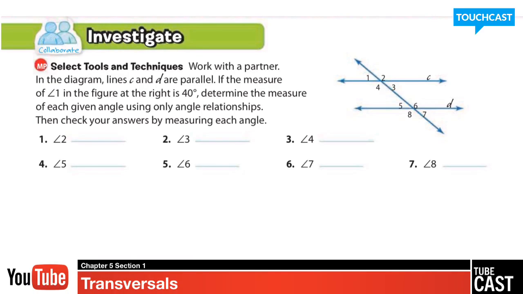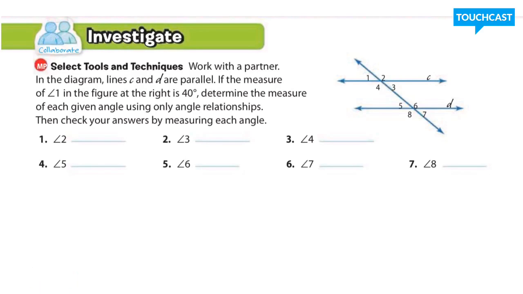A lesson reviewing the transversals that we've talked about in the past. So this particular problem says in the diagram, lines C and D are parallel. If the measure of angle 1 in the figure at the right is 40 degrees, determine the measure of each given angle using only angle relationships. Then check your answers by measuring each angle.